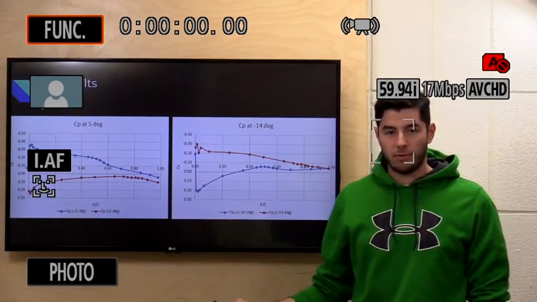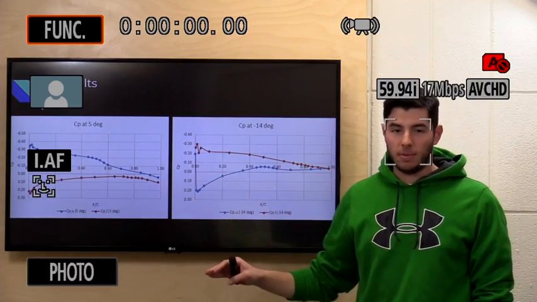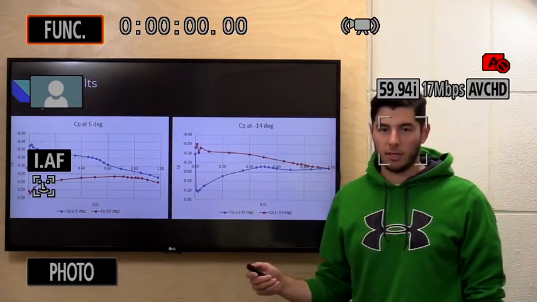And as we've learned from classes, a lower pressure on the top and a higher pressure on the bottom is favorable, and that's what helps create lift on the airfoil.